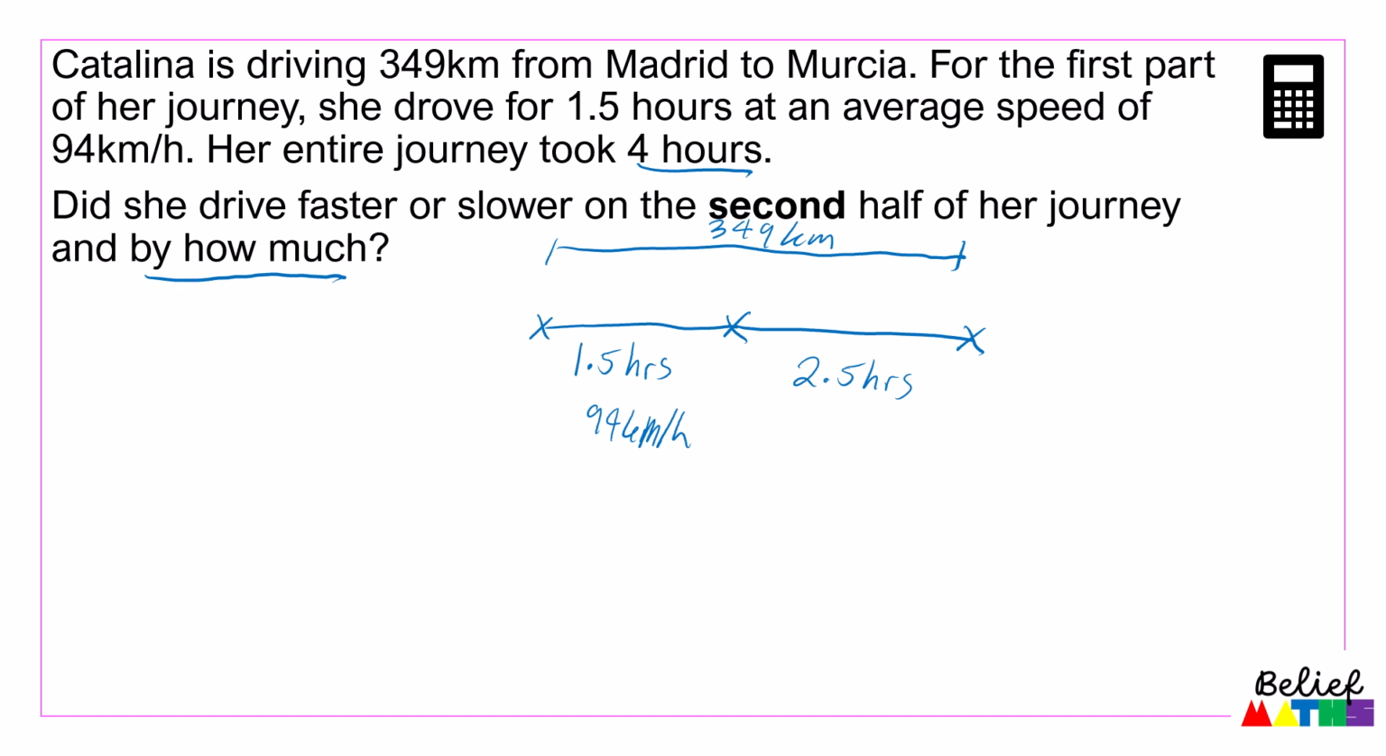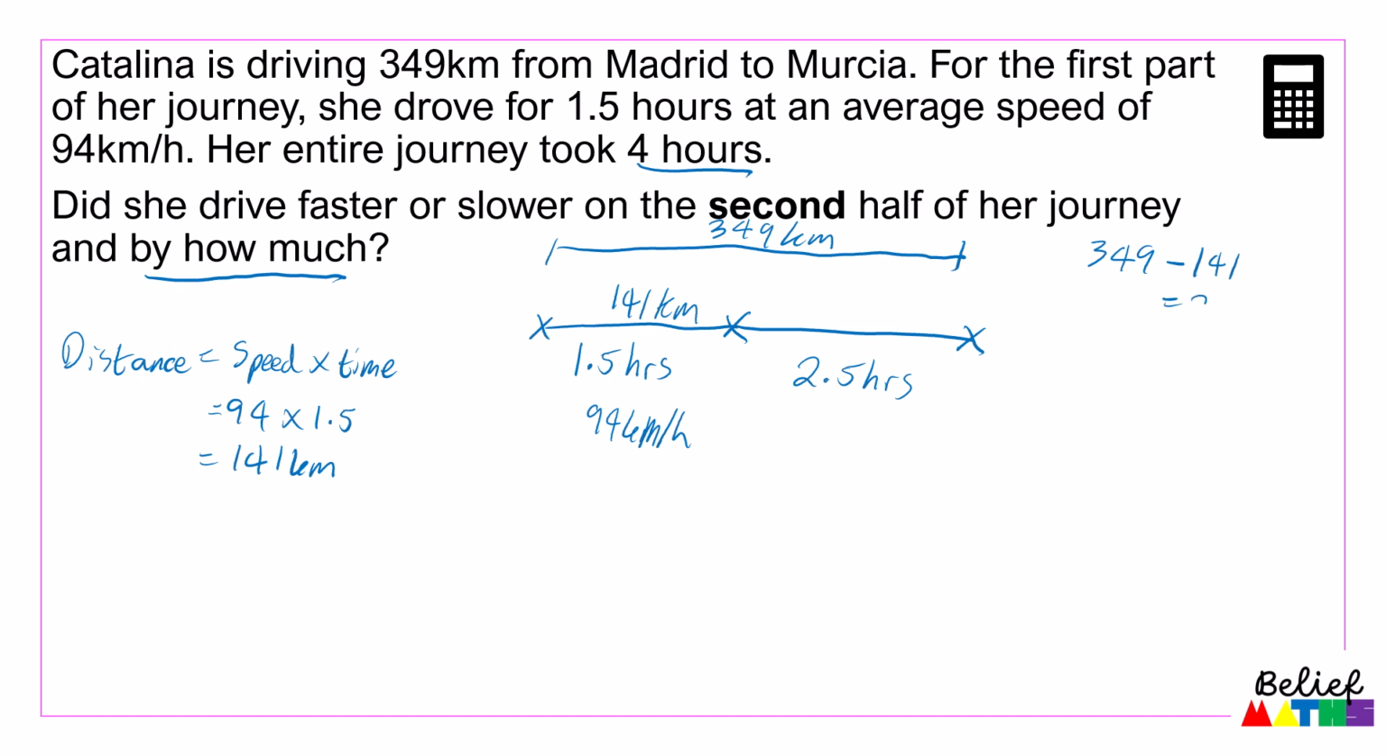So let's work out the first part. The distance, again rearranging that formula that we know, the distance that she traveled is equal to the speed multiplied by the time. So that's going to give us 94 times 1.5, which gives us 141 kilometers. So this first part is 141 kilometers. Therefore, we can figure out the second part of the journey because it's just 349 minus 141, which gives us 208 kilometers for the second part of the journey. So this is 208 kilometers.